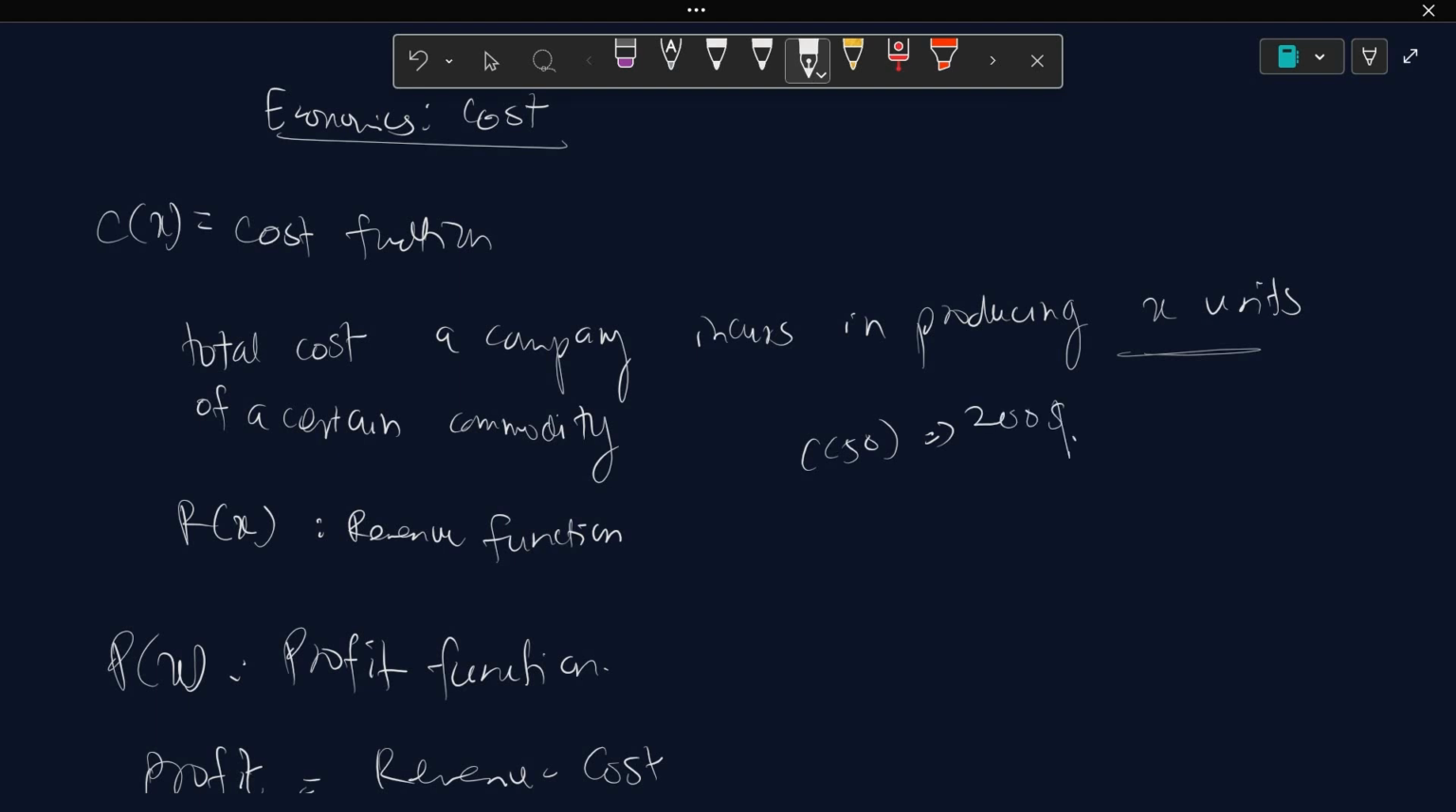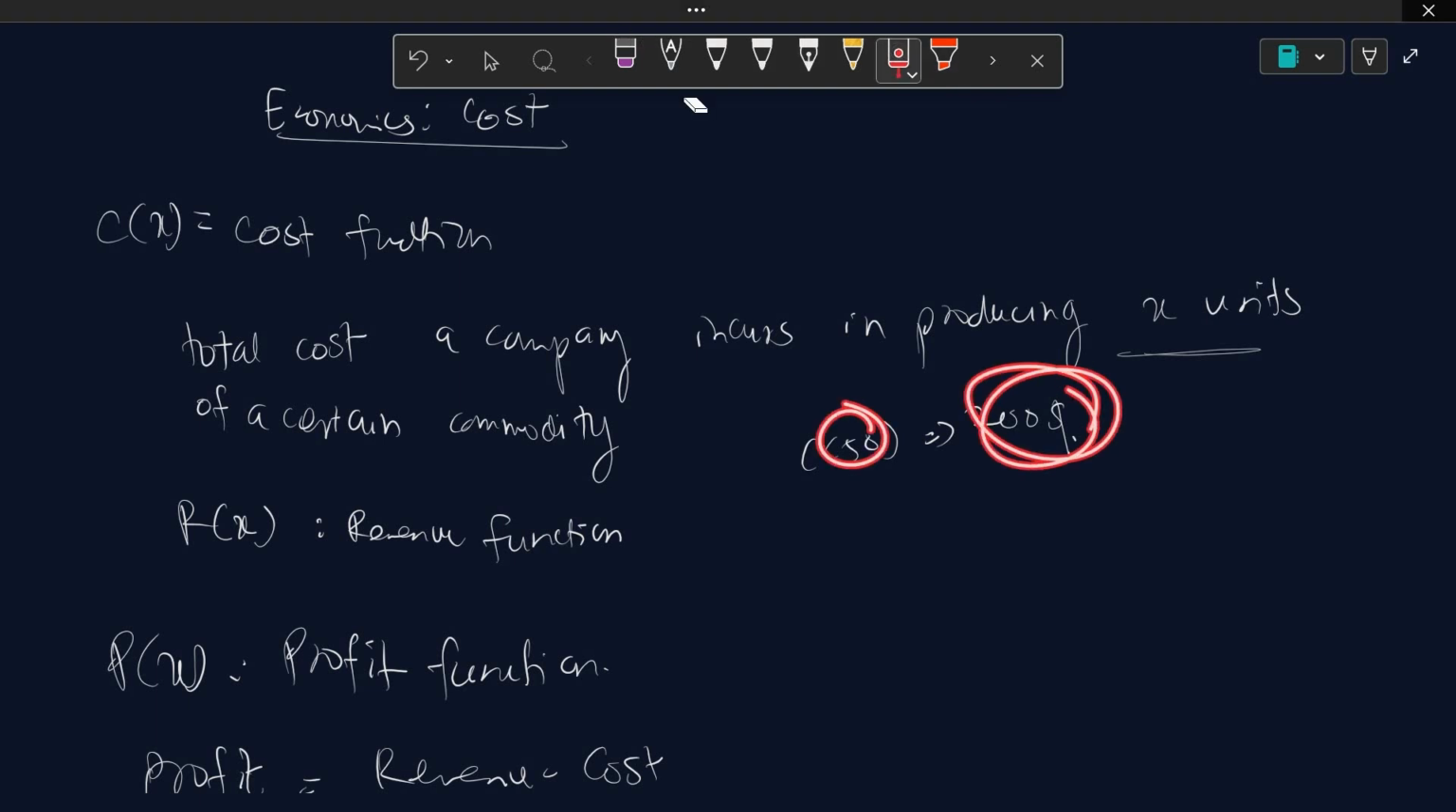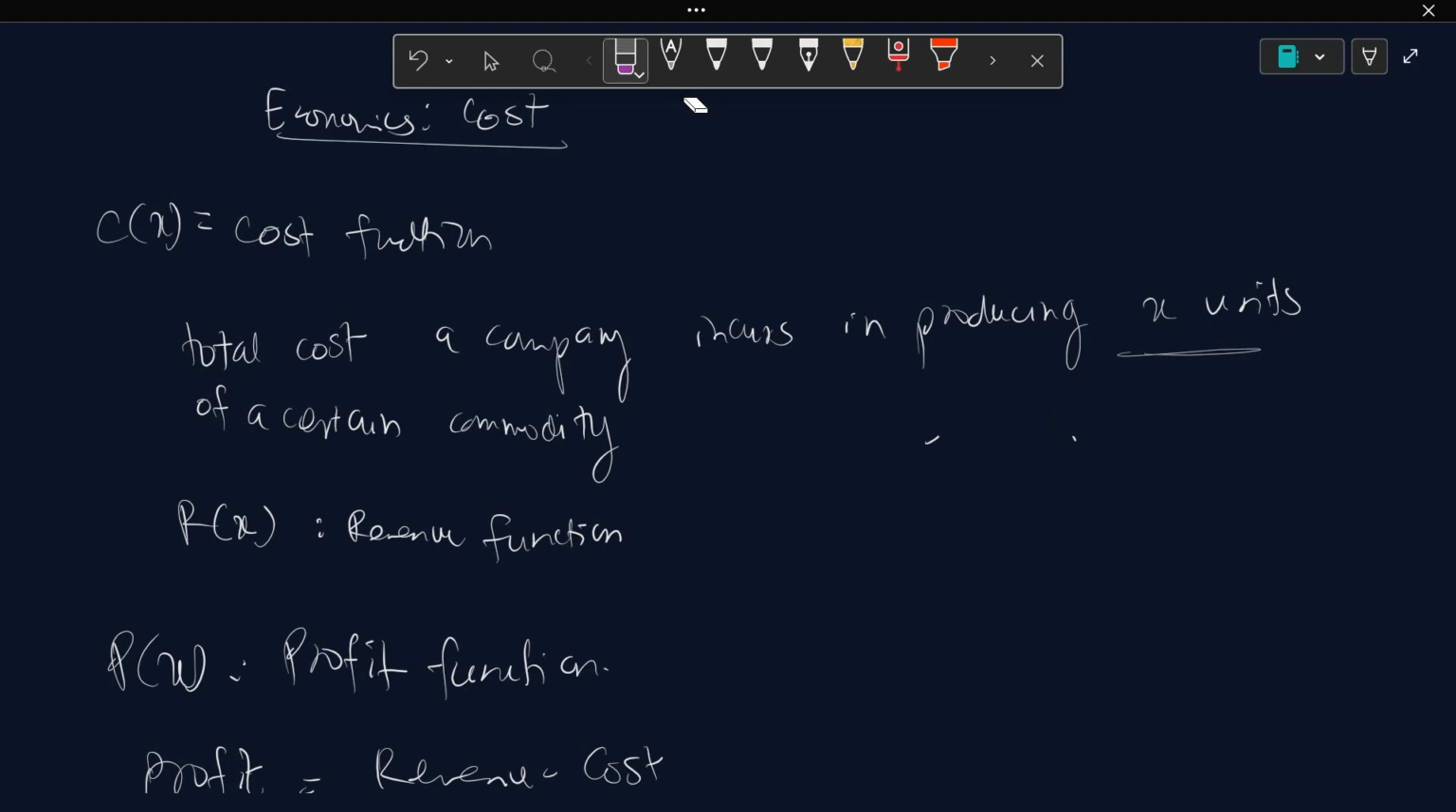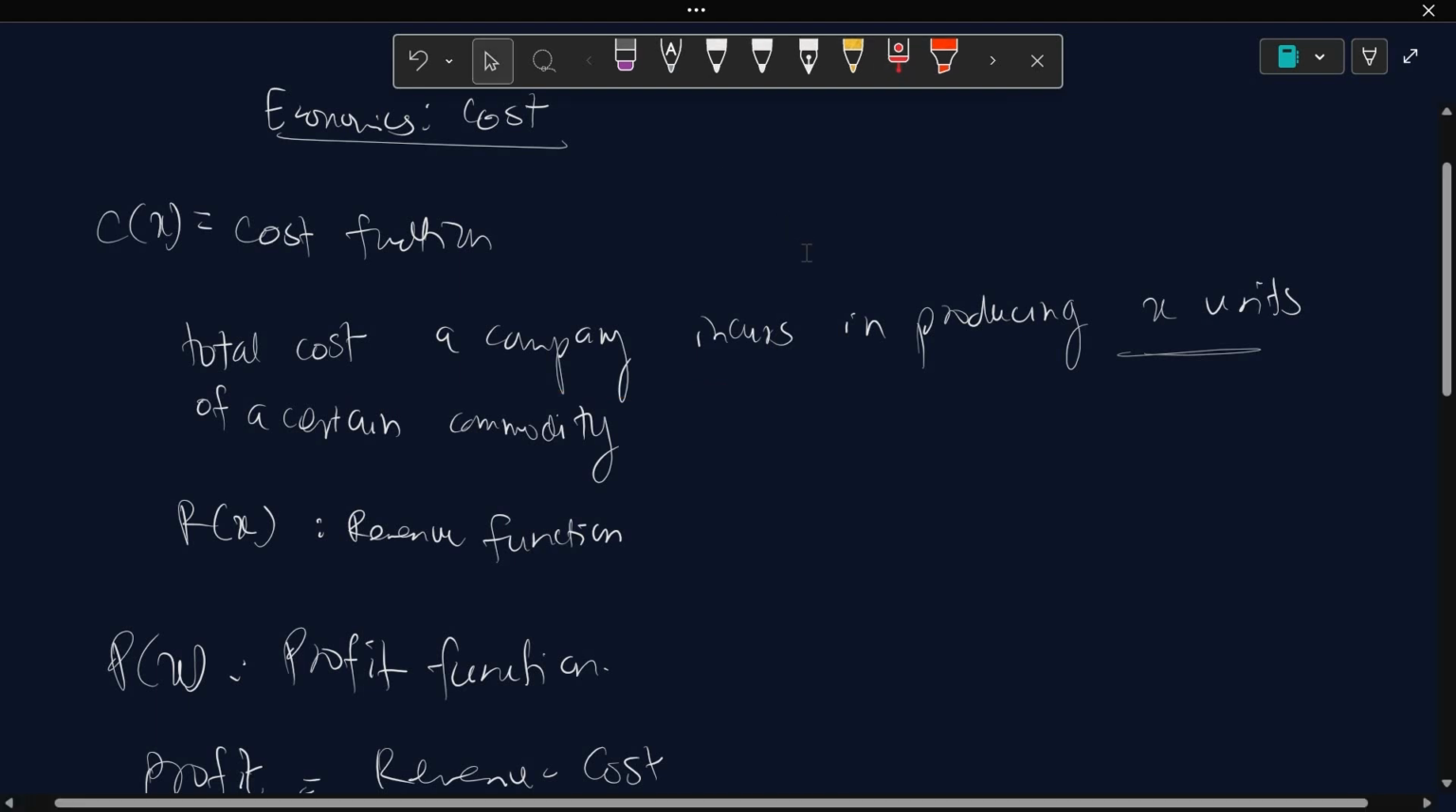So what does that mean? It means that it costs a total of $200 to produce 50 items. So the cost function is basically the total cost of producing X items.